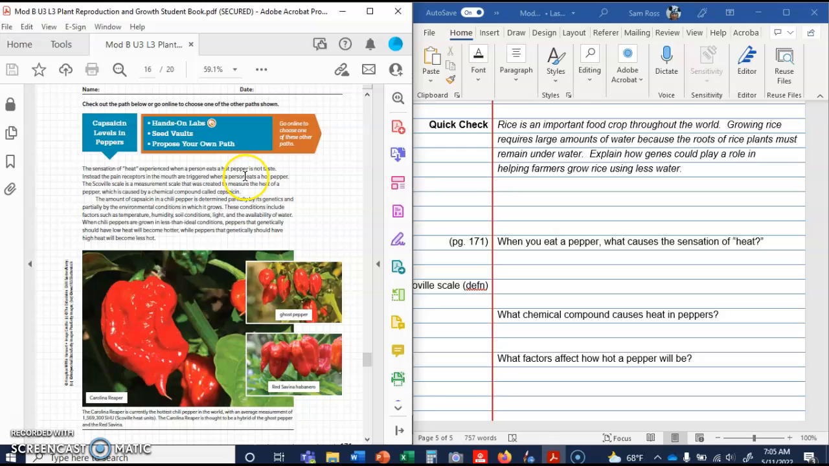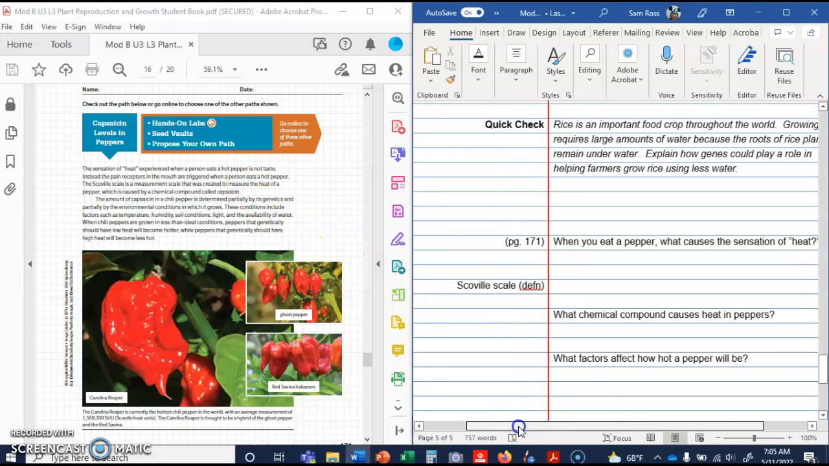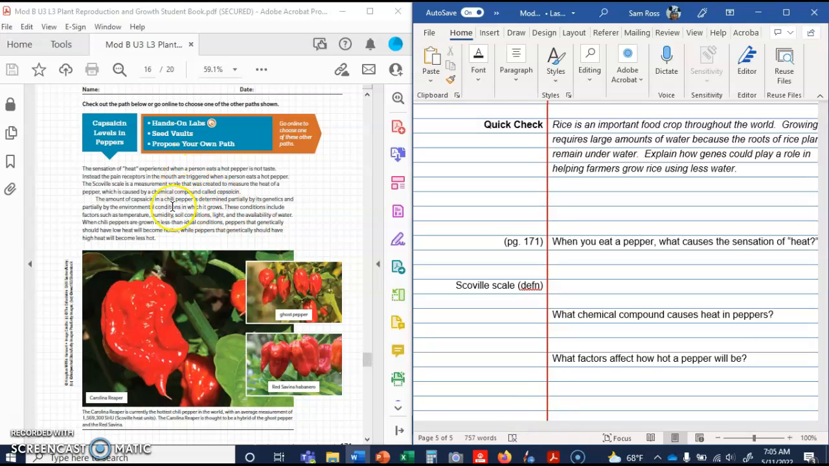And then I think that's the Scoville scale. The definition of the Scoville scale is a measurement scale that was created to measure the heat of a pepper. And the heat of this pepper is caused by a chemical compound called capsaicin. So when you eat a pepper, what causes the sensation of heat? It's your pain receptors responding to the capsaicin, however much capsaicin. And the Scoville scale was created to measure the heat of a pepper.